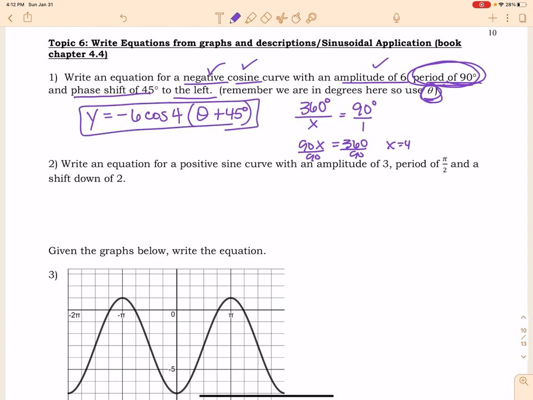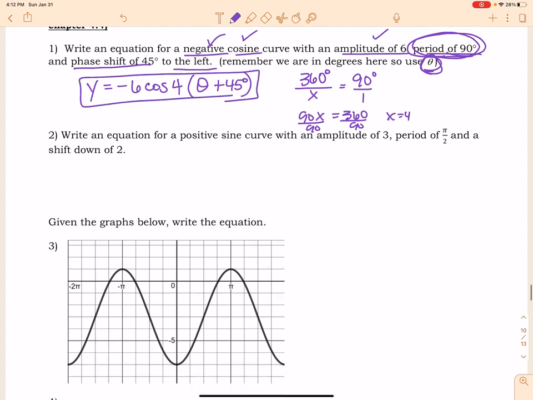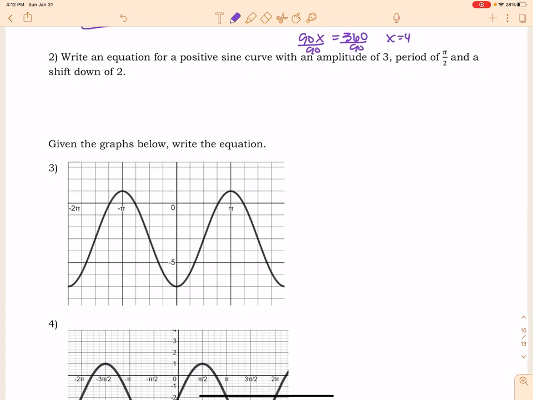All right, now let's do the same thing for the next problem. Write an equation for a positive sine curve. So positive sine has an amplitude of 3, a period of pi over 2, and a shift down of 2. Notice you're given the period in radians. That indicates that we are going to use x in our formula instead of theta. So I've got positive sine amplitude 3. So that's what that would look like.